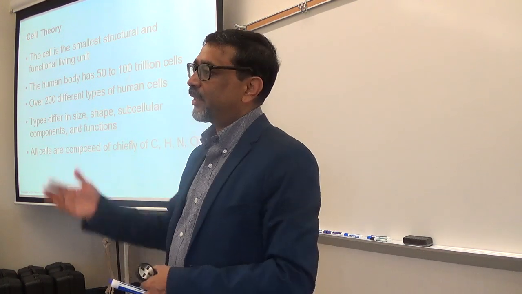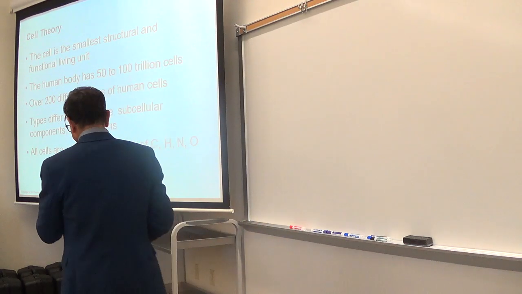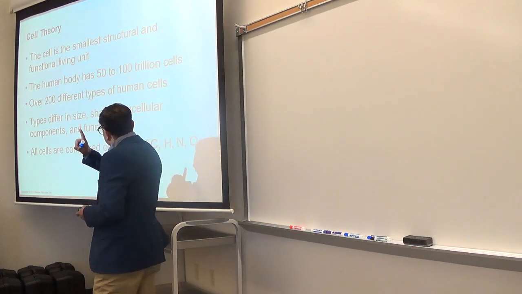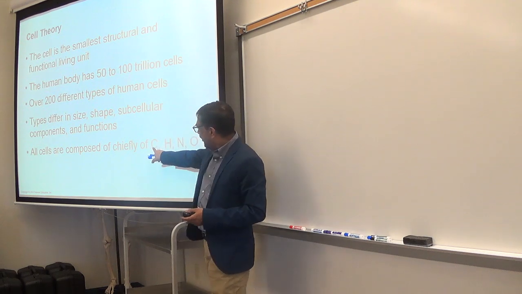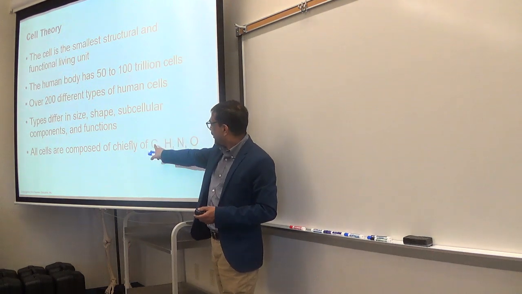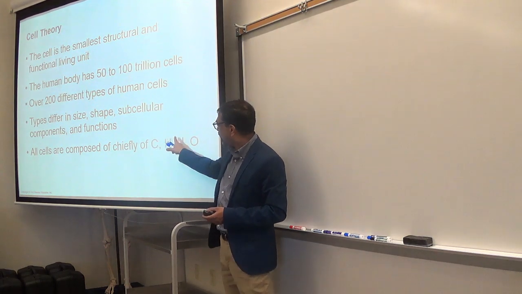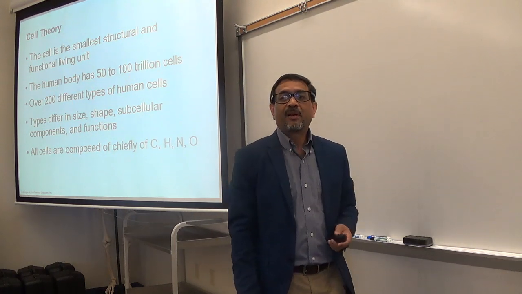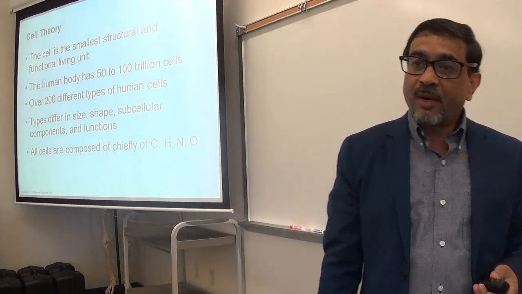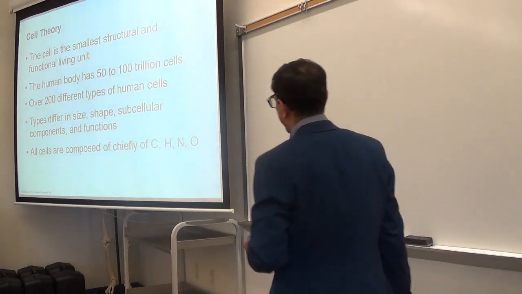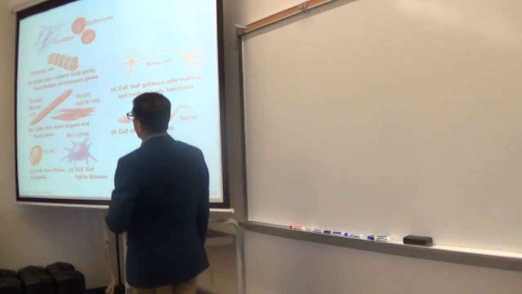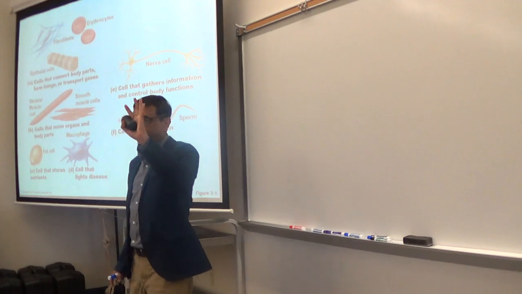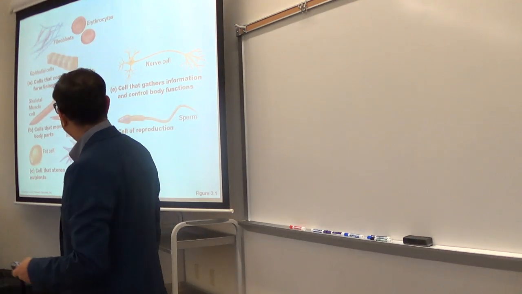So you see that the cells are different. But one thing is common, all living cells are formed by these four components. C, H, O, and N. Carbon, hydrogen, nitrogen, and oxygen. Okay? Those are the four main components of the body. We talked about that in last class.